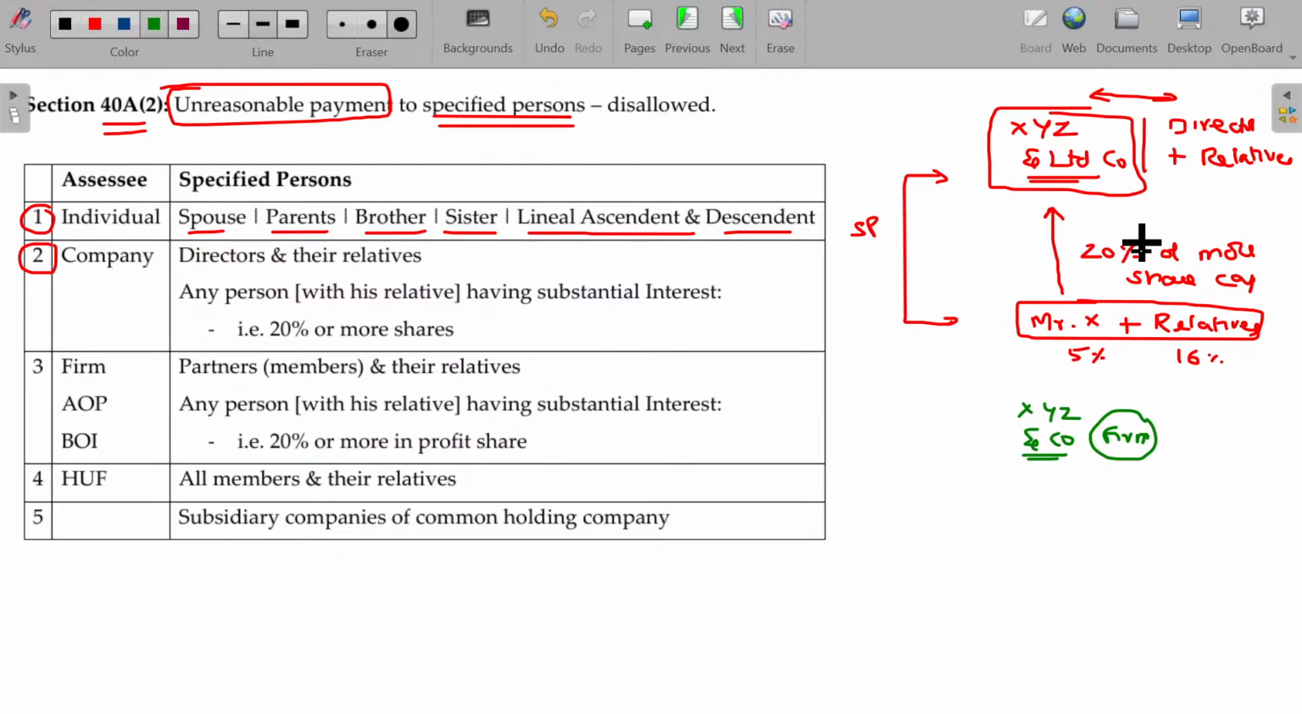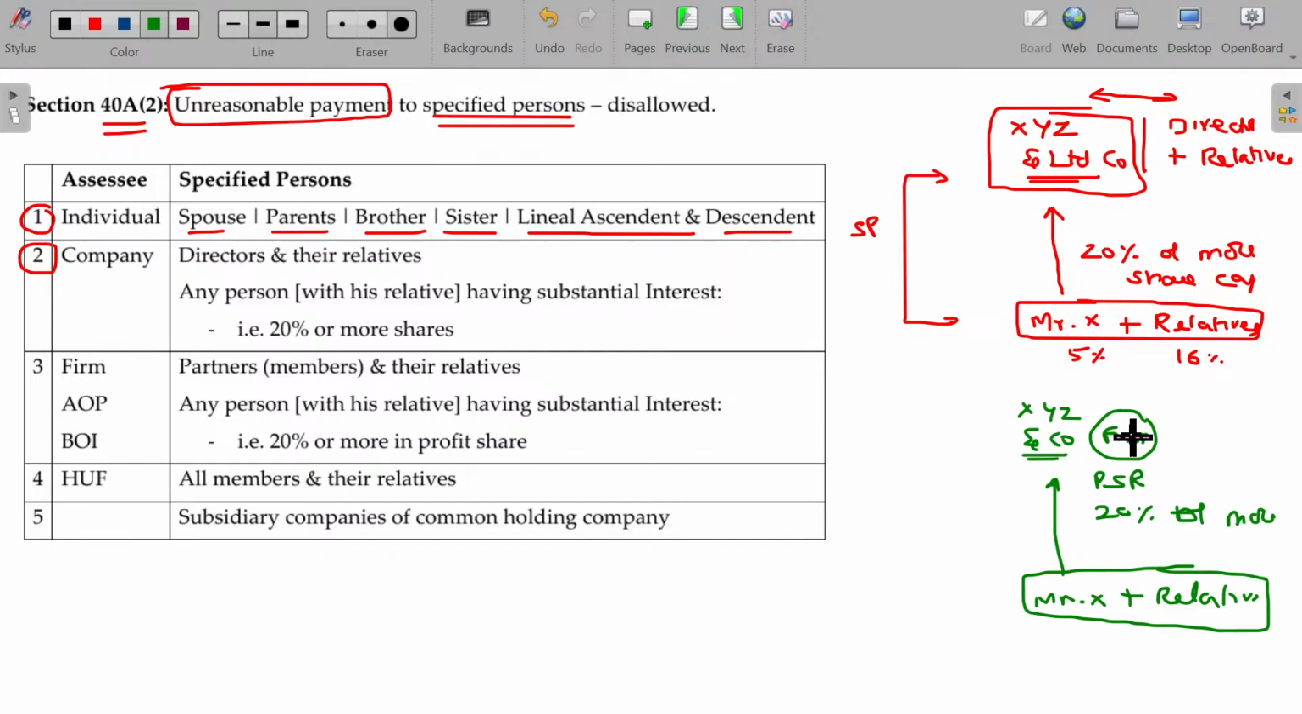Instead of a company, it may be a partnership firm. What happens here? Mr. X, being one of the partners, has a profit sharing ratio, PSR, of 20% or more. Is it held by Mr. X only? No, sir, Mr. X and his relative. Clear? In this case, these two are called specified persons. This 20% case will be named as substantial interest.